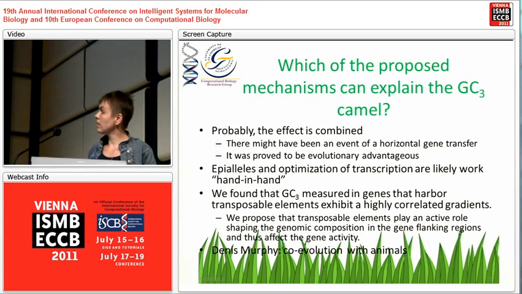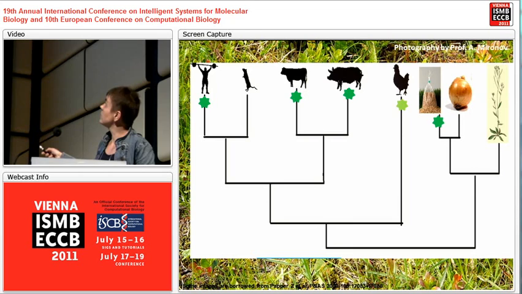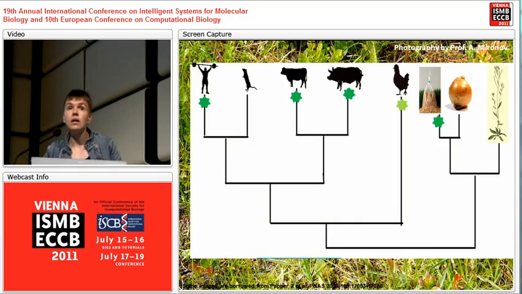And Dennis Murphy from University of Glamorgan recently came up with a very interesting explanation for why we observe the effect in certain species. Let's look at the evolutionary tree. We find it in humans, not in rodents, not in mouse, not in rat, but in cow, in pig, probably in chicken, in grasses, not in the rest of the monocots, and not in dicots. What can be inferred from the species that are marked with a green star?